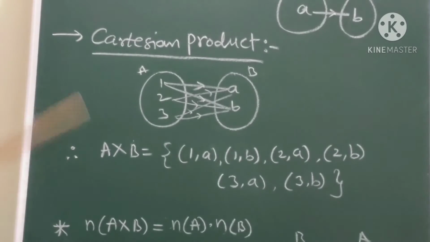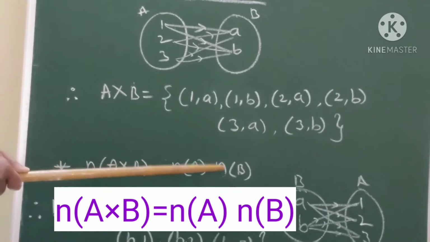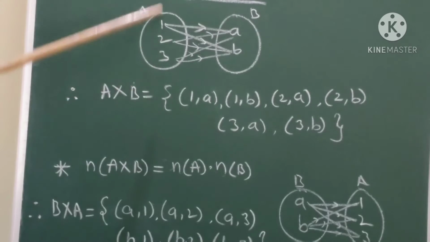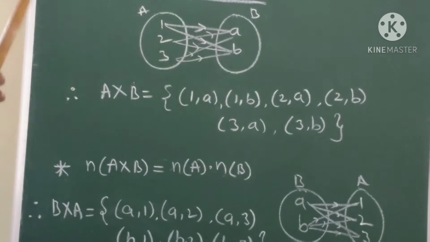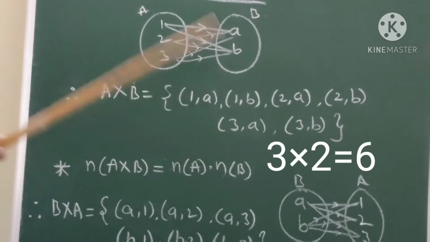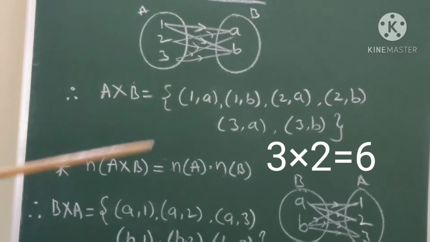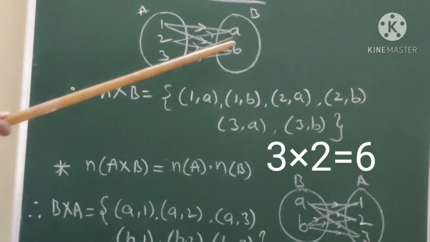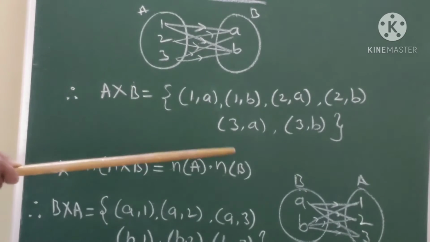Here we have the formula n of A cross B is equal to n of A into n of B. For example, n of A, the number of elements in A, is 3. n of B, the number of elements in B, is 2. That is 3 into 2 is equal to 6. Here we have to get 6 ordered pairs. Now let us check: 1, 2, 3, 4, 5, 6. So these are the maximum number of ordered pairs. So the formula is n of A cross B is equal to n of A into n of B.